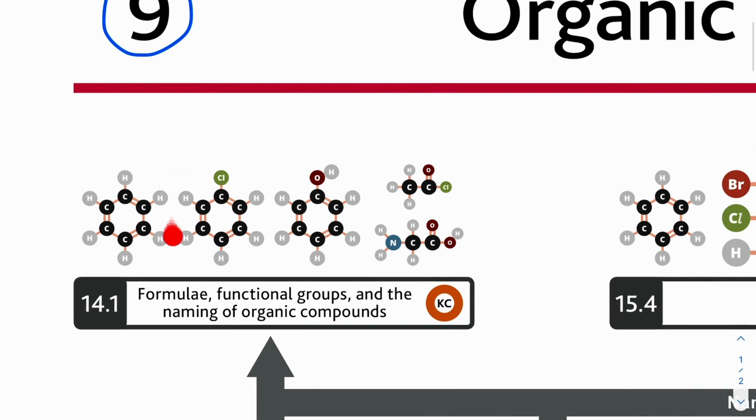A benzene is also known as an arene. Aromatic system means they have a benzene ring. This is an OH bonded to a benzene ring. That is called a phenol. If this is NH2 instead of OH, that is called phenylamine.